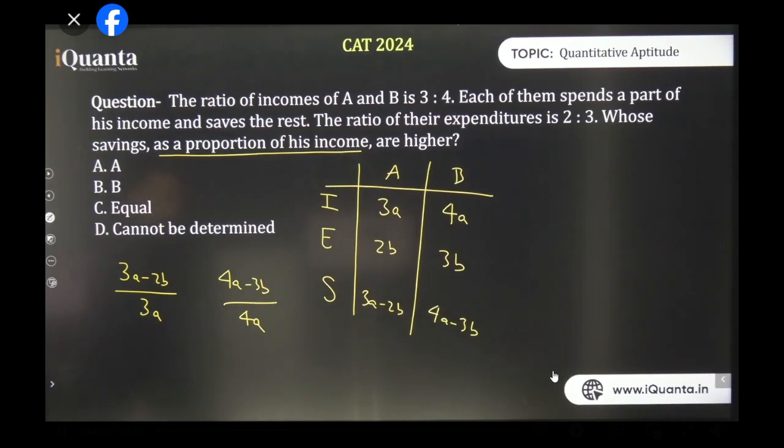So how to determine which one is lesser, which one is higher? What should be done? Is something coming to mind? Divya says A's would be higher. Why, Divya? Why do you think so?